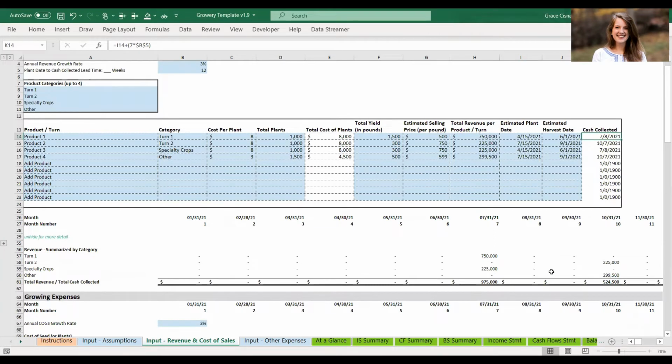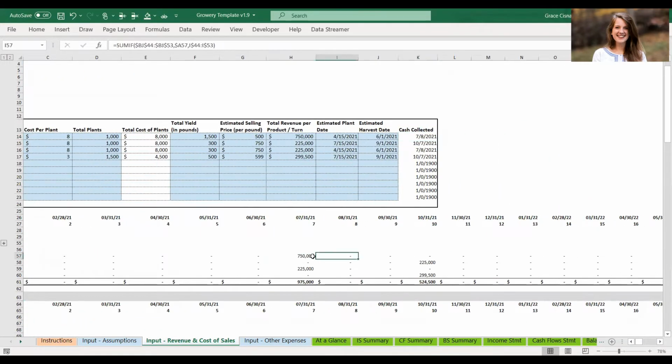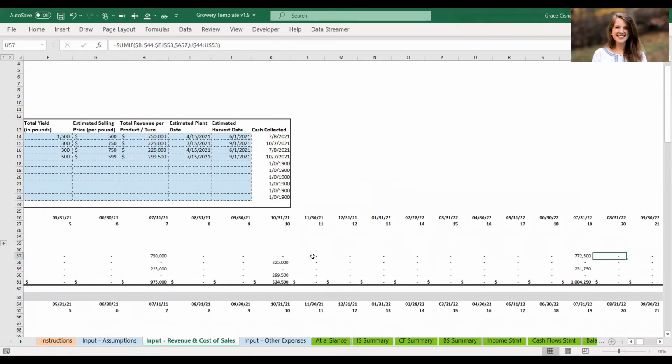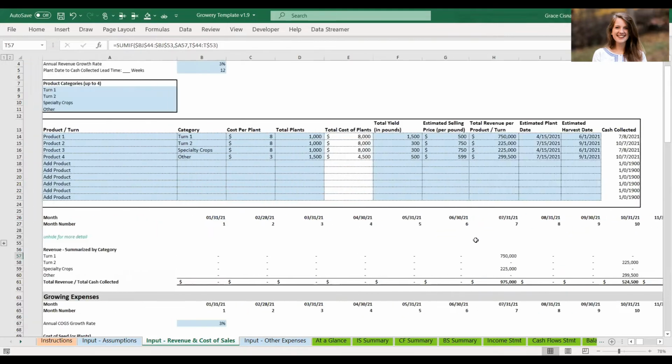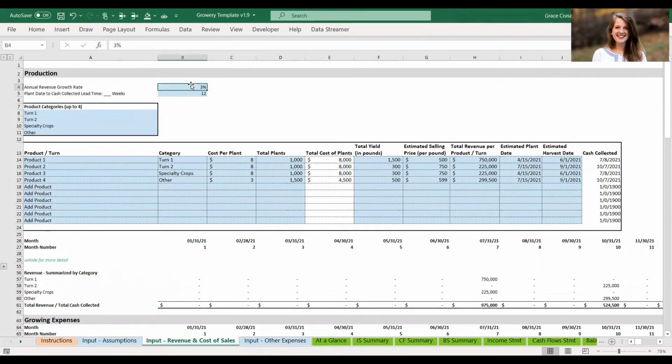So looking at this turn 1, that's coming from category 1. We just have one product right now in that category, and that's this first product here. And you can see right now we have $750,000 of revenue in month 7. And that is because for this first product, we have $750,000 of revenue, and it is being collected in month 7. You can see that the model then follows that same pattern each year. So we see in month 7 of year 2, or month 19, $772,000 of revenue. Well, that's that same $750,000, and it is multiplied by a 3% annual growth rate.